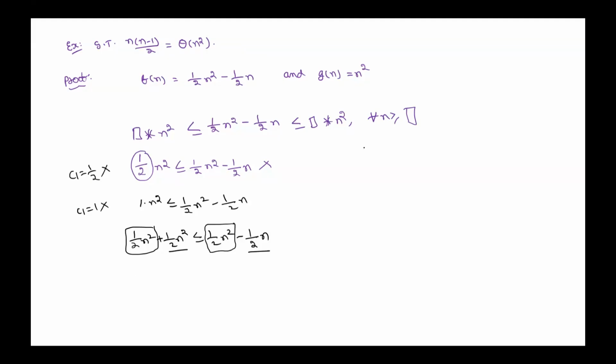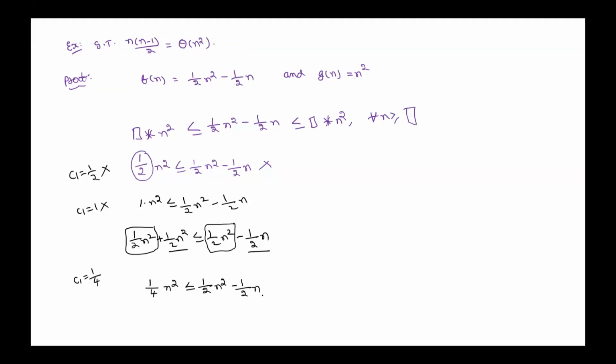Another option is C1 is 1 by 4. This we have already done, same thing, this example we solved already. 1 by 4 into n square less than or equal to 1 by 2 into n square minus 1 by 2 into n. That's why I asked you to do this. This is the Big Omega case, this example we have done now. Is this correct or not?